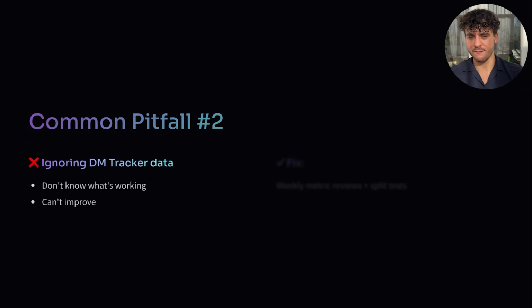The second common pitfall is ignoring DM Tracker data. If you ignore the data, you don't know what's working and you can't improve. If you run a split test, you can't just forget about the data. You need to look at the data and improve your split test over time. The fix is weekly metric reviews, split tests, check the data regularly.